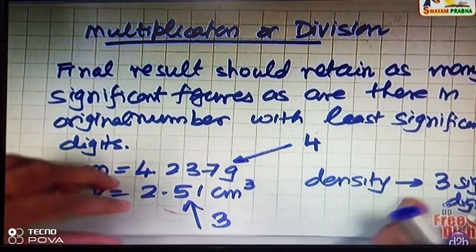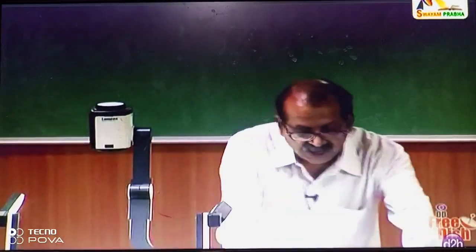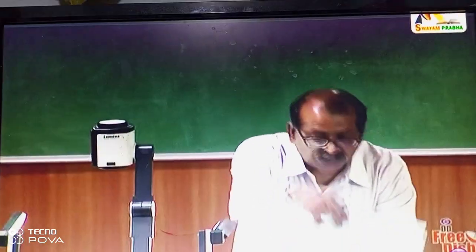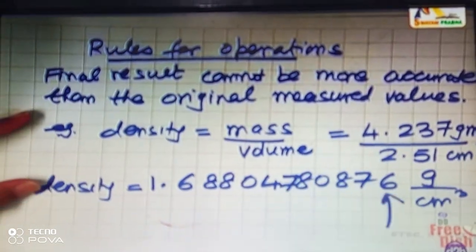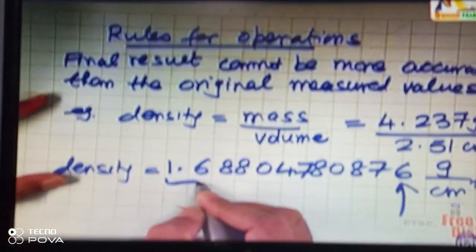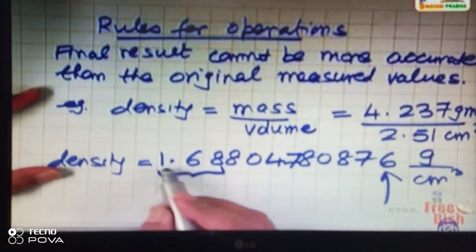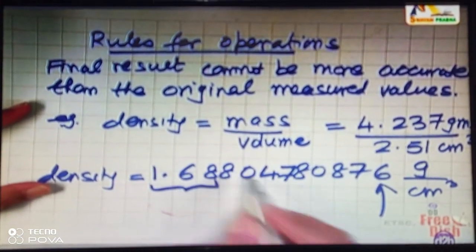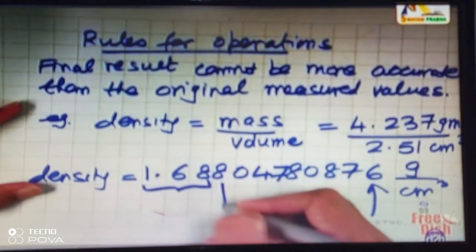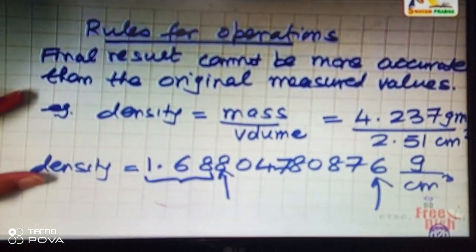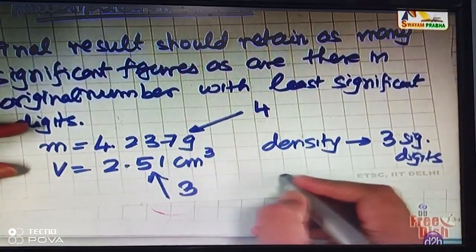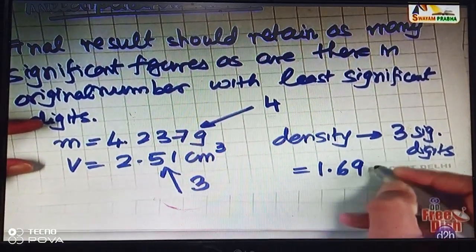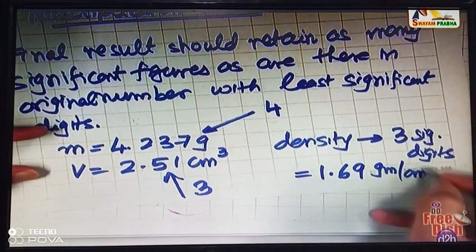So when we look at the answer which we had for the density when we used a calculator, we got an answer of 1.688. Now we have to write this answer only up to 3 significant digits. So that means we will go up to 1.68. Now the digit after 8 is greater than 5. That means we will have to round up our answer. And so if the answer has to be expressed in terms of 3 significant digits, the density will be given as 1.69 grams per centimeter cube.